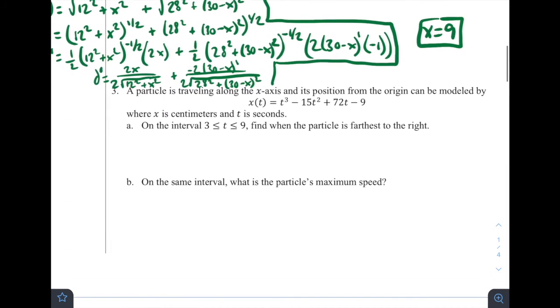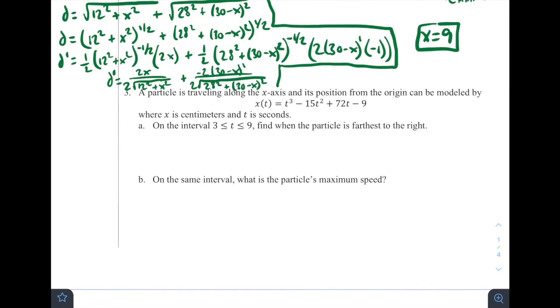So a particle is traveling along the x-axis, and its position from the origin can be modeled by x of t, where x is in centimeters and t is in seconds. On the interval from 3 to 9, find when the particle is farthest to the right. So thinking about particle motion, this particle is moving along the x-axis. So if it's farthest to the right, it's going to be finding a maximum here. If we're going farthest to the left, that would be a minimum in this case.